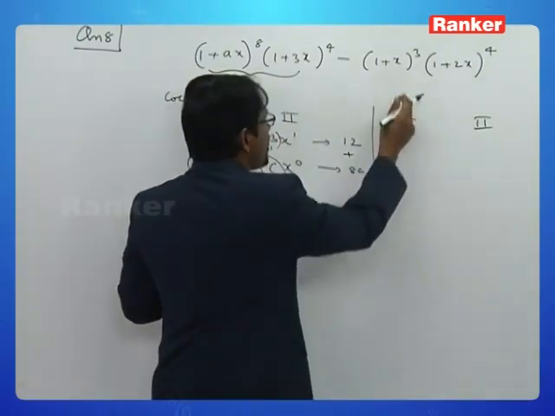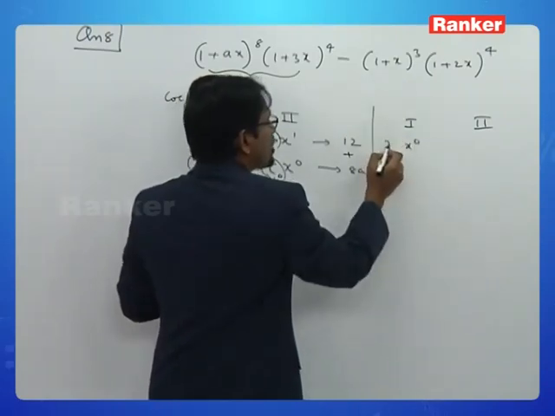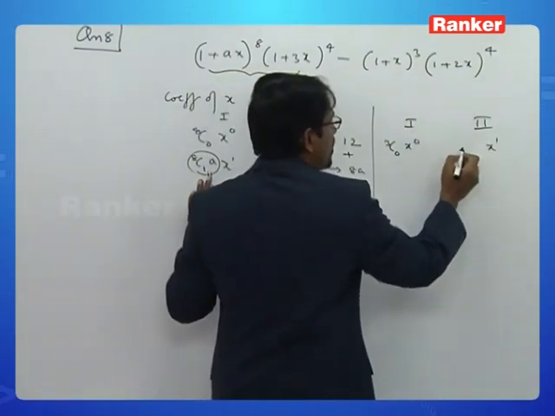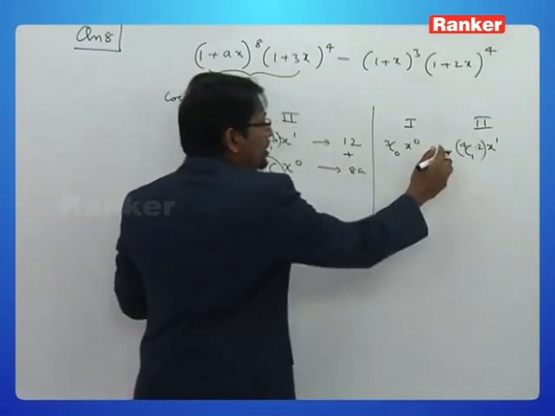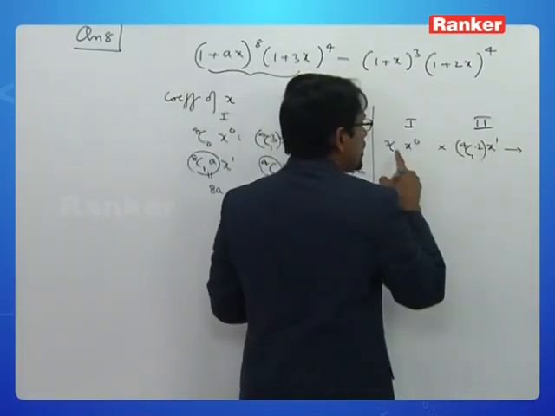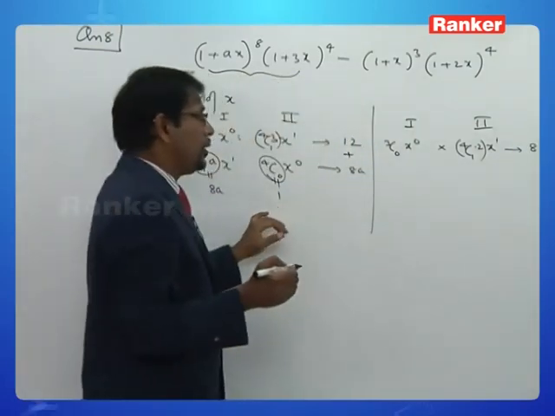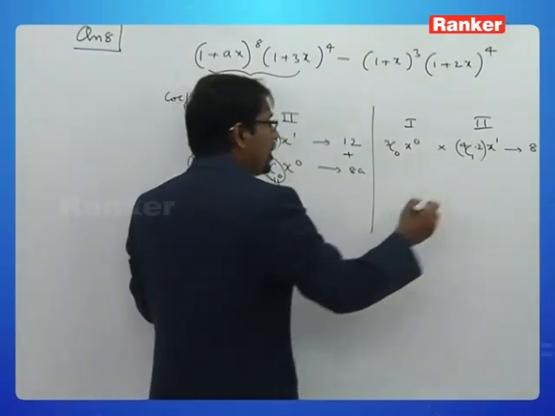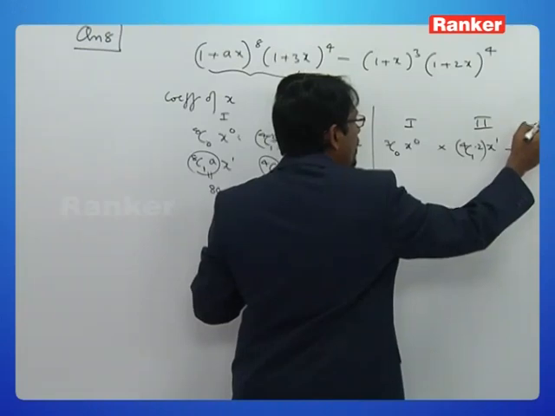What is the coefficient of x power 0 here? X power 0 coefficient is 3C0. And what about the coefficient of x power 1 here? X power 1 coefficient is 4C1 into 2. So what is the product? Here the product is giving me 3C0 times 1, 4C1 into 2, that is 8. Okay, so 8 is the coefficient of x power 1 obtained this way. We are only picking up the coefficient.